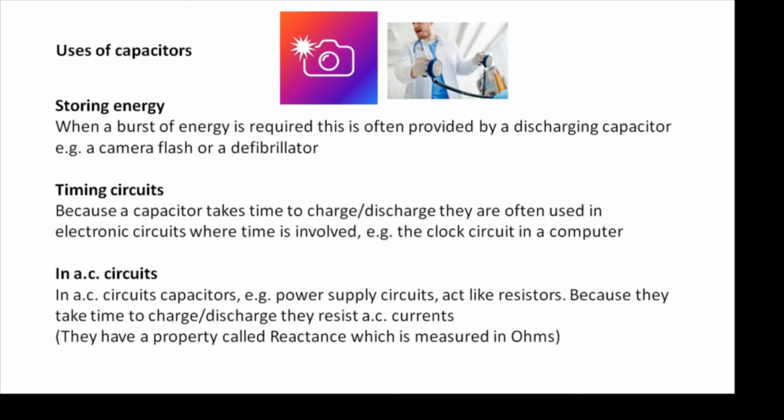In AC circuits, capacitors act like resistors. You often find them in power supply circuits. You find them in what we call filter circuits because, as I say, they act like resistors, but their resistance depends on the frequency. So they have a property called reactance, which is measured in ohms, and this property reactance is frequency dependent, and you don't need to know that.